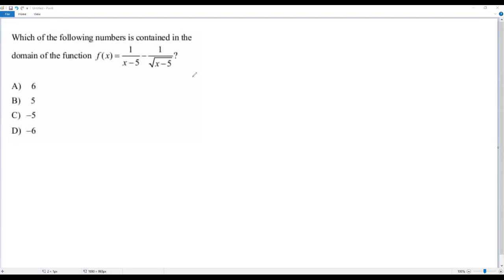Here we have a SAT math problem. Okay, let's go to the question. Which of the following numbers is contained in the domain of the function f of x equals 1 over x minus 5, minus 1 over square root of x minus 5?